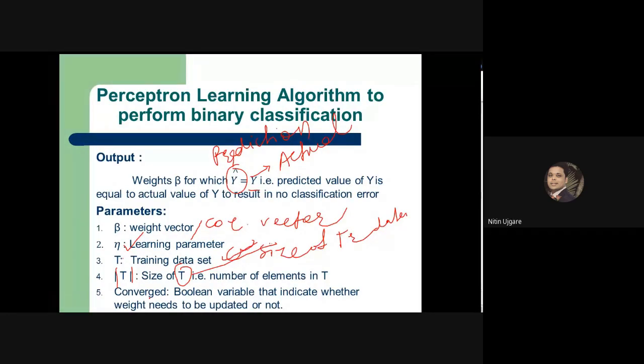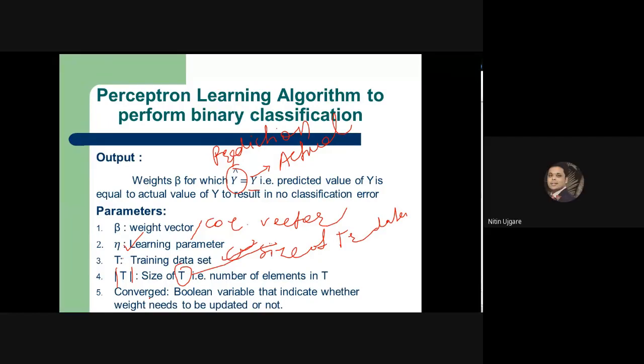Can anybody unmute the mic because I am in presentation mode? When does the weight need to be updated? Hello? Can I hear the answer from anyone? Unmute your mic. When does the weight of the perceptron need to be updated? Any guess? When the actual and predicted outcomes become varied.